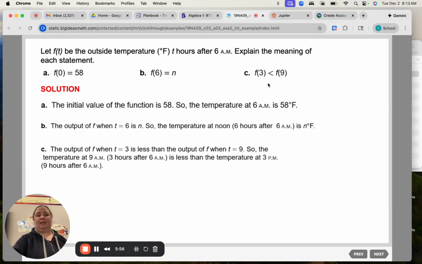You could also plug in the hours. So 3 hours after 6 a.m. would be 9 a.m. And then 9 hours would be 3 p.m. So F of 3 is 9 a.m. So you're going to say 9 a.m. is going to be colder than 3 p.m., which makes sense. The sun's up higher.